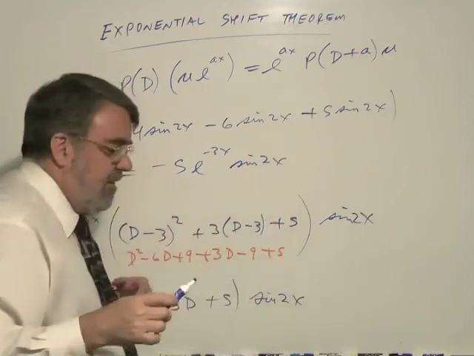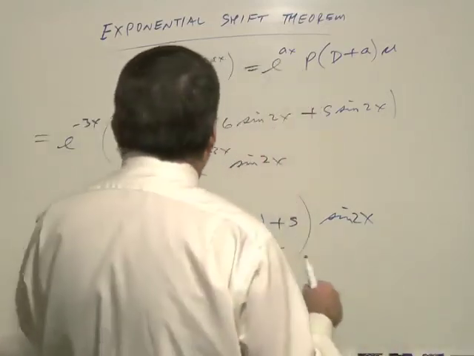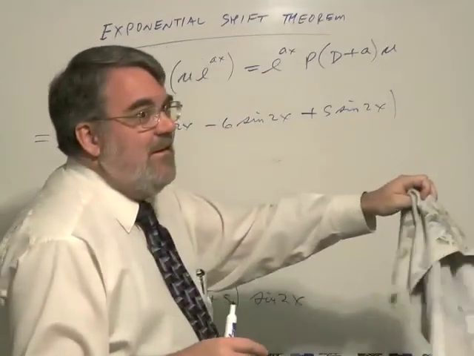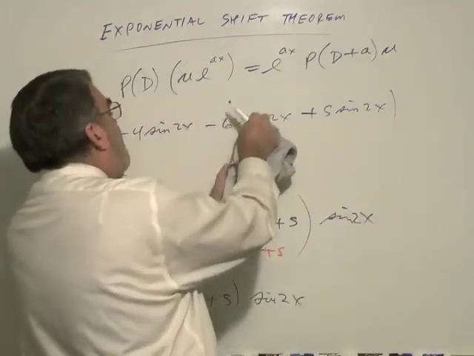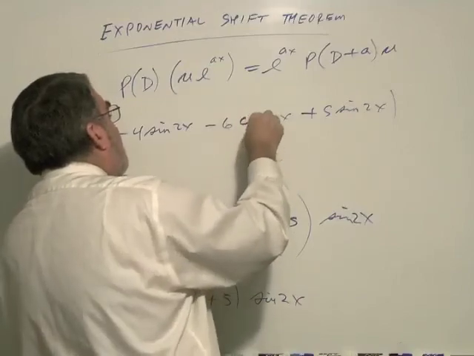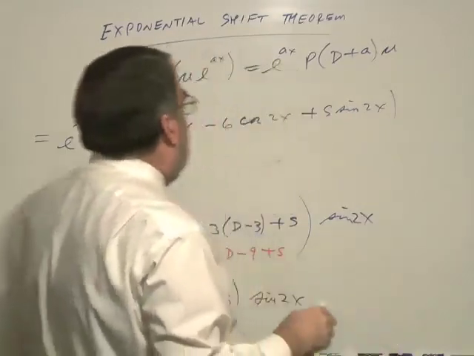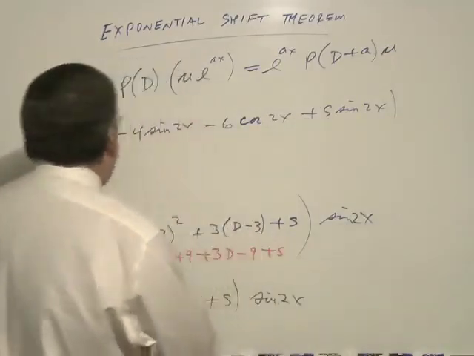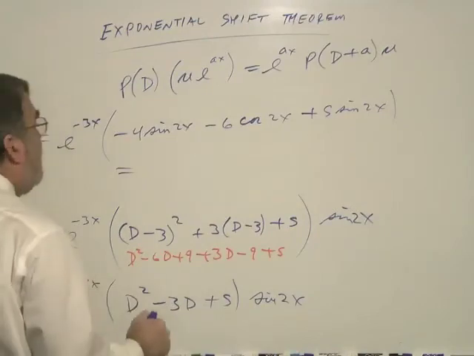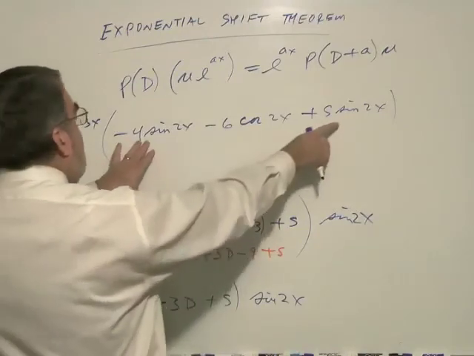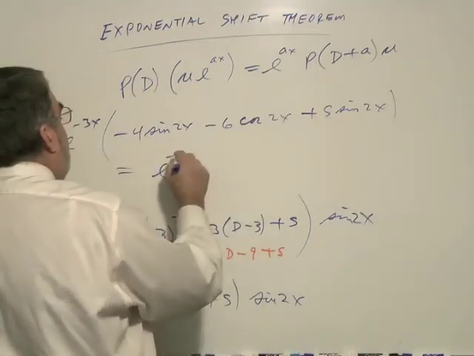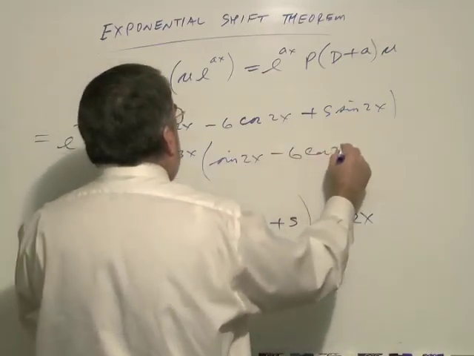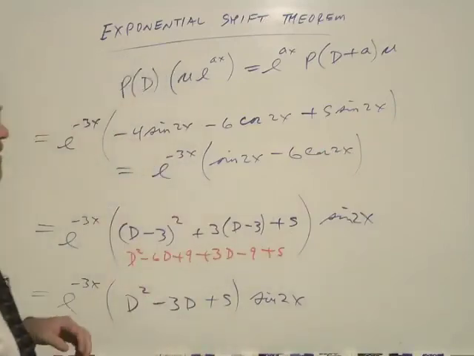And I think I screwed up here, didn't I? Oops, got a little carried away. The first derivative is not sine, it's cosine. So, got to fix that. Cosine. Alright. Try that again. So in this case, this will be e to the negative 3x times minus 4 sine 2x minus 6 cosine 2x plus 5 sine 2x. There we go. That's better.